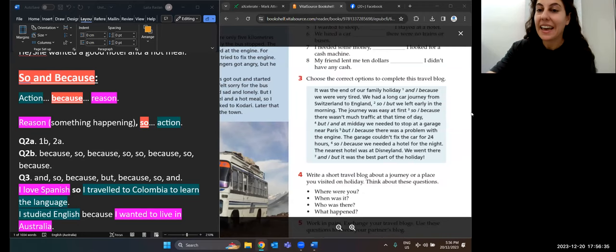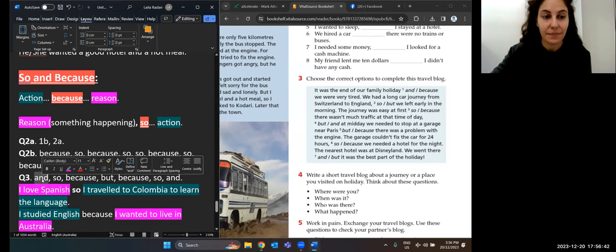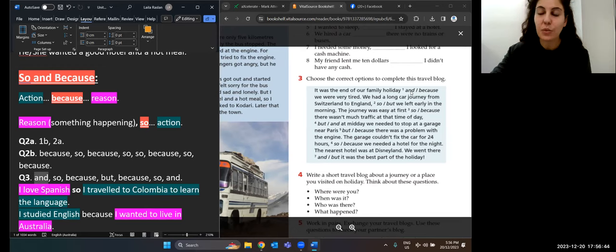So it was the end of our family holiday. And so there's a difference when we say and, it's like we give another action. And we were very tired. So there's two actions. And connects one sentence with another sentence, but two different actions. So in the first action, it was the end of our family holiday. It came to an end. And the second, and we were tired. That's another action, another thing that happened.